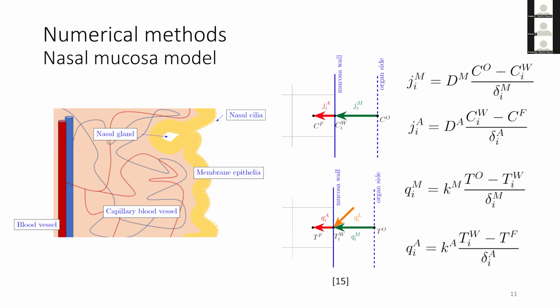So that's why we thought about modeling the wall in this way. We have the organ side, the mucus wall, and the nasal cavity. Two sets of fluxes: we have the water flux with two different concentration coefficients, one for the mucus layer and one for the fluid itself, and the same for the heat transport.